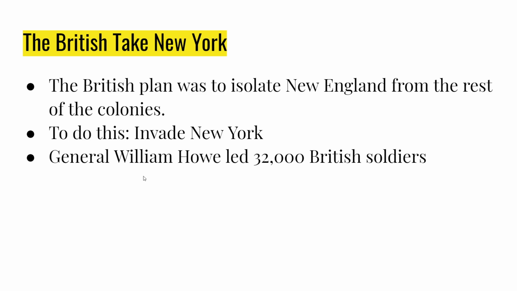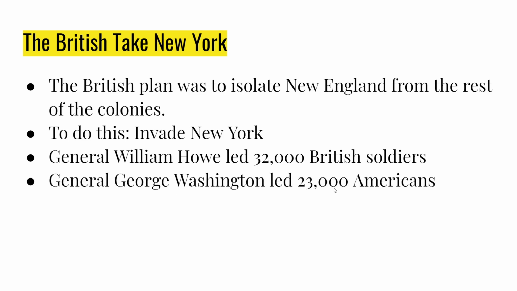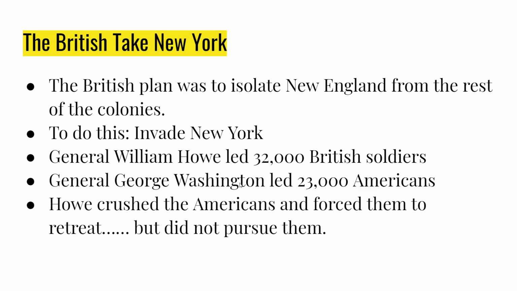Compare that to George Washington. George Washington had 23,000 American soldiers who were not well-trained. The British soldiers were part of the greatest army in the world at that time. George Washington's American soldiers were poorly trained, hastily called up in defense of this rebellion that had been started. So, not surprisingly, in New York, Howe crushed the Americans and forced them to retreat.